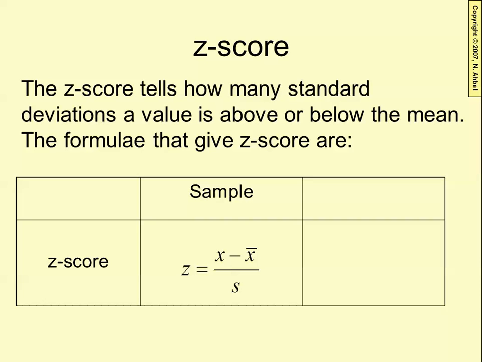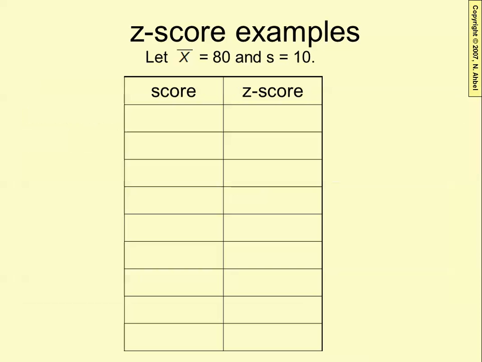So the formulas that give the Z-score are, for a sample, z equals x minus x bar over s. The numerator, x minus x bar, tells you how far you are away from the mean. Dividing by the standard deviation tells you how many standard deviations you are away from the mean. Similarly, z is x minus mu over sigma if you have information of the entire population.